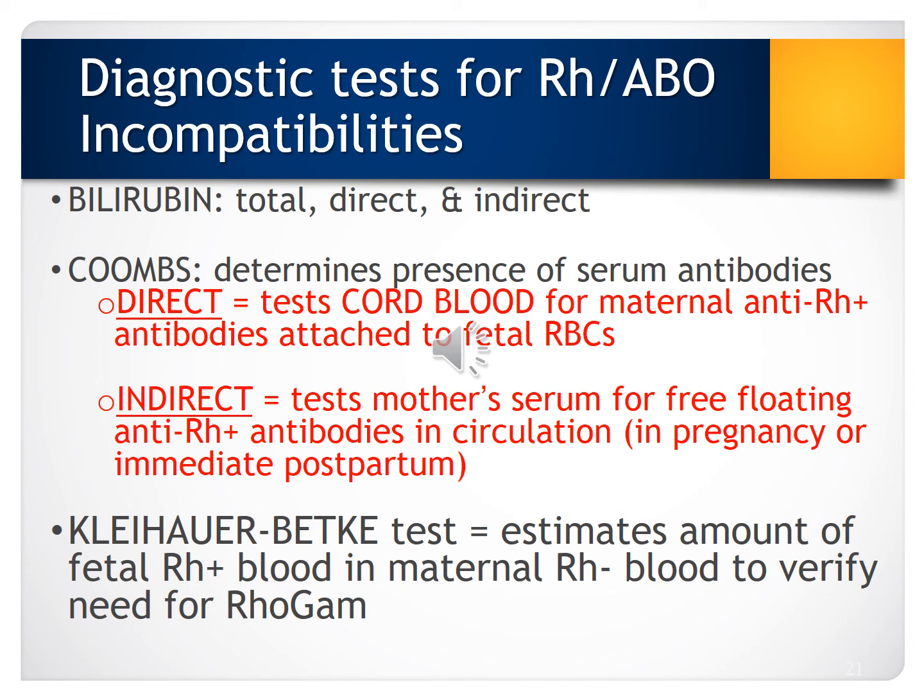Then there's another test, the Kleihauer-Betke test, that estimates or gives us a guess if there's been any fetal mixing. This would be used if a woman had some type of abdominal trauma, she was in a motor vehicle accident, or a victim of intimate partner violence, or she fell, anything that could cause trauma. We do a blood test on the maternal blood to see if there's any RH positive, any fetal blood mixing in the blood, and then that can determine if she needs Rhogam.